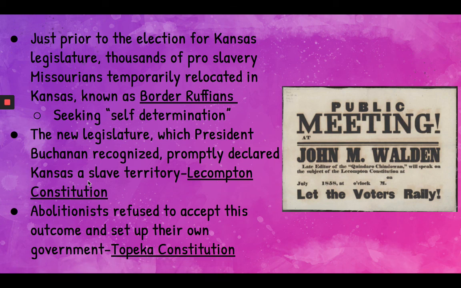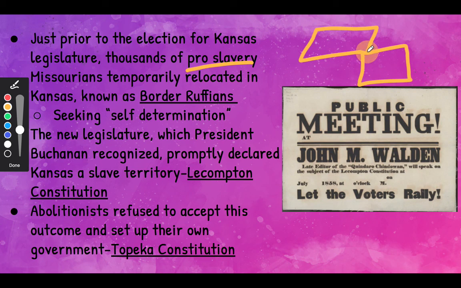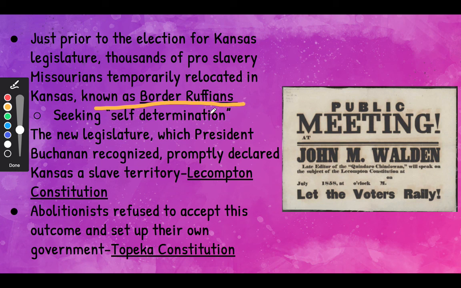Just prior to the election for the Kansas legislature, meaning the establishment of the Kansas government, thousands of pro-slavery Missourians, and Missouri is right next to Kansas, temporarily relocated to Kansas, and they became known as the Border Ruffians. They were seeking self-determination. Self-determination is the right to choose, the right to vote, the right to be represented within a democracy. And so these pro-slavery Missourians were moving to Kansas to try and vote in the election to have Kansas become a slave state.